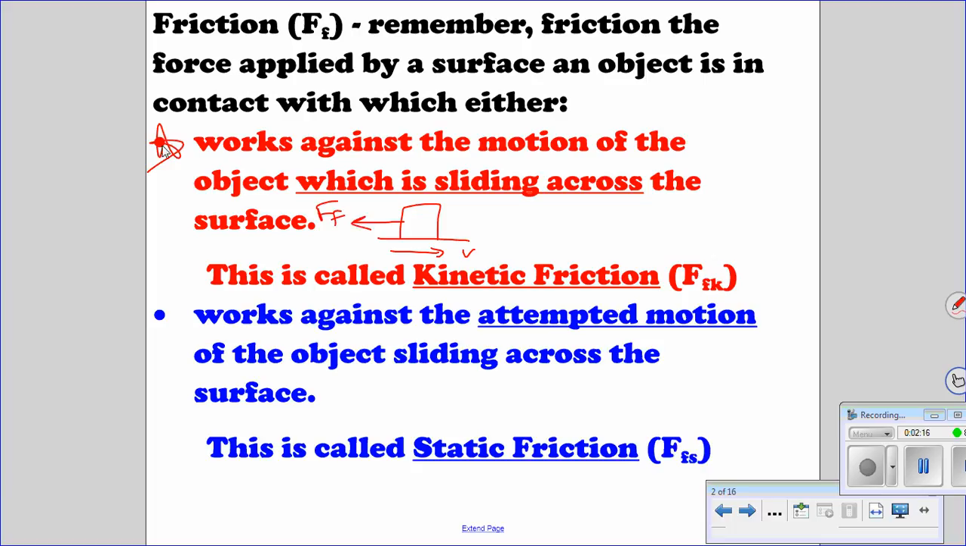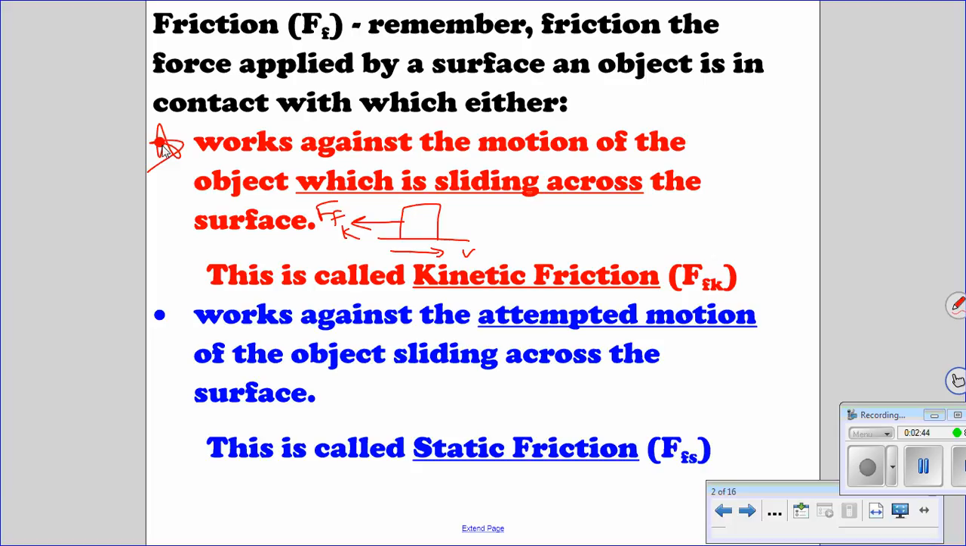All right? The name for that kind of friction that tries to work against an object that's already sliding is called kinetic friction. So we tack a little K on it to indicate kinetic, right? The word kinetic is physics speak for moving, right? Is everybody good up to that?